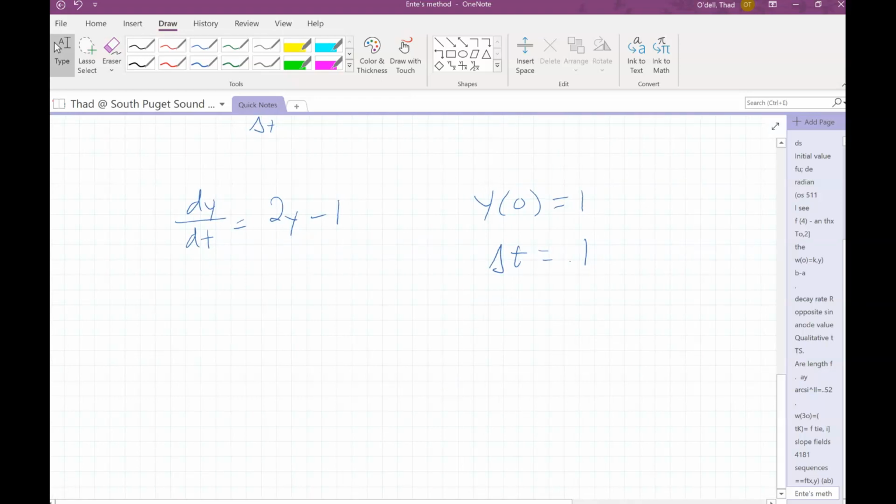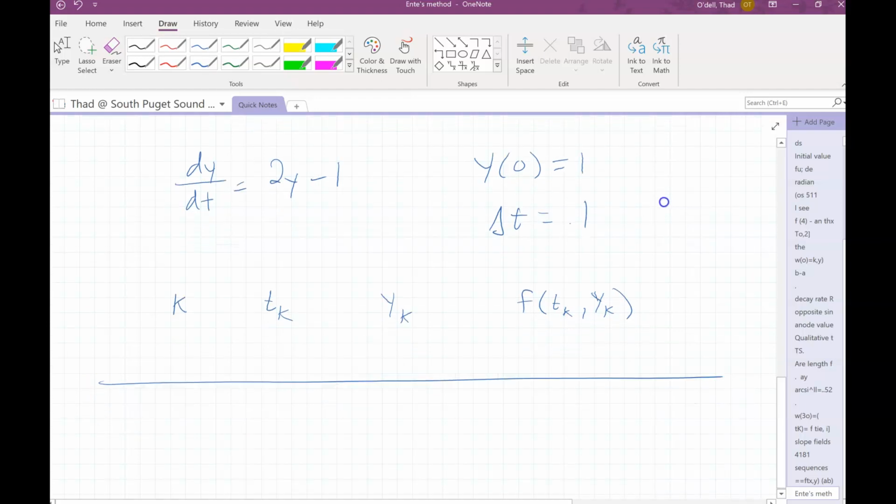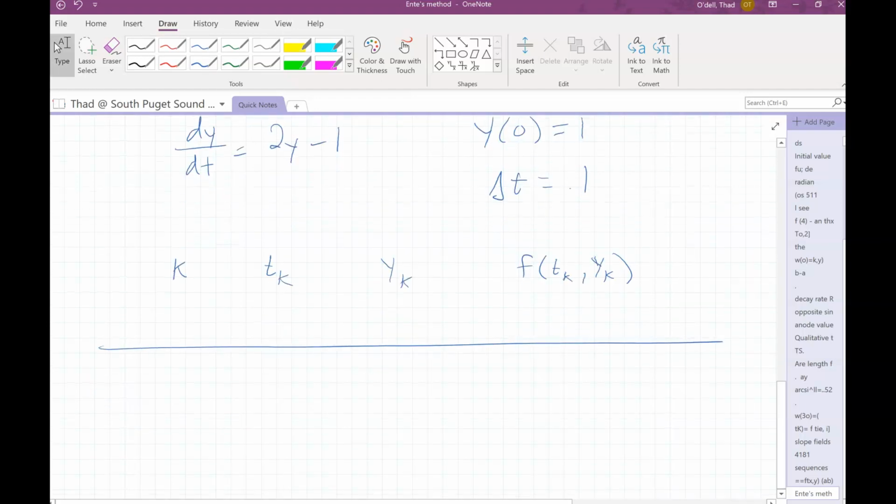Okay, so probably the best way to do this is to set up a table and then kind of graph your results later. But I'm going to set up a little table here that says we've got my k, my t sub k, my y sub k, and my derivative evaluated at t sub k, comma y sub k. So that's in general the way I'm always going to label my table. So this expression here, of course, is just the 2y minus 1, because that's the function that my derivative is set equal to. So that's how I would find the derivative of y.